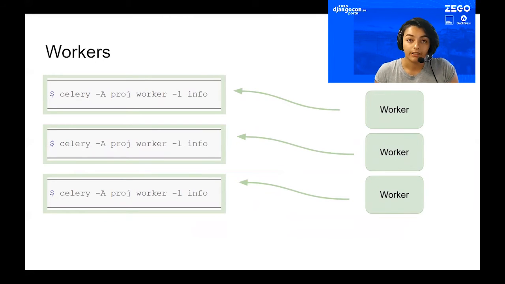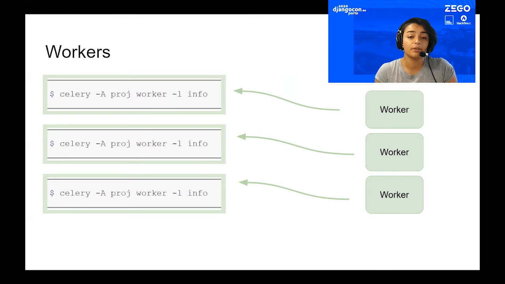And then we have workers. So a worker spawns sub-processes in order to execute the tasks. The number of sub-processes defaults to the number of CPUs available on the machine on which the worker is running. But if you want, you can change that with a -c argument.